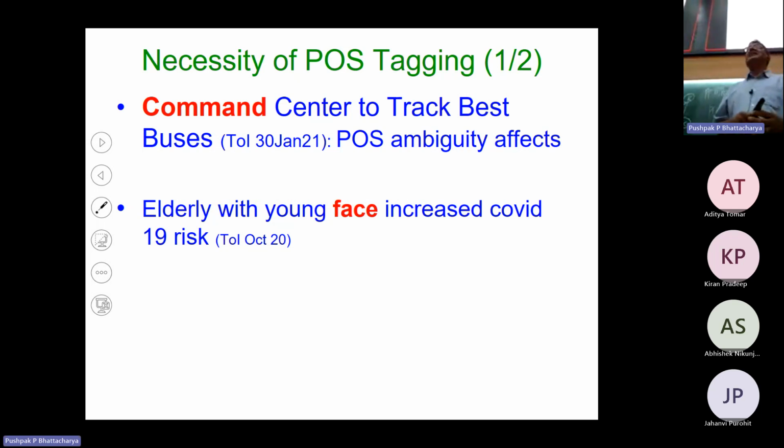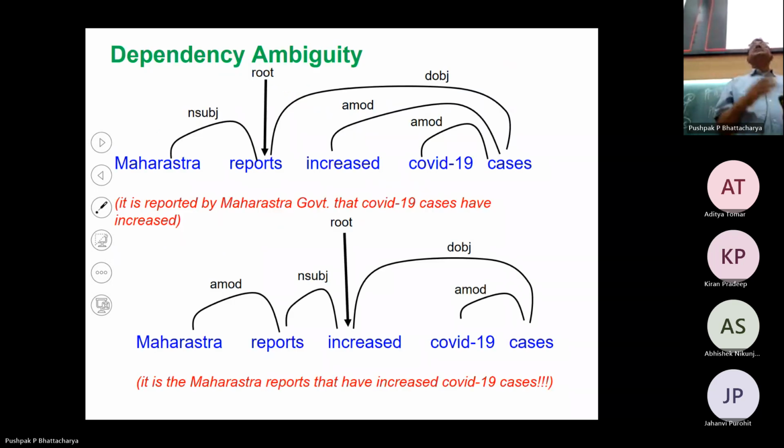So correct part-of-speech tagging is necessary. Otherwise, the meaning can be completely distorted. Since part-of-speech tagging feeds into subsequent NLP tasks, it is very crucial for parsing, which we are going to begin next week.